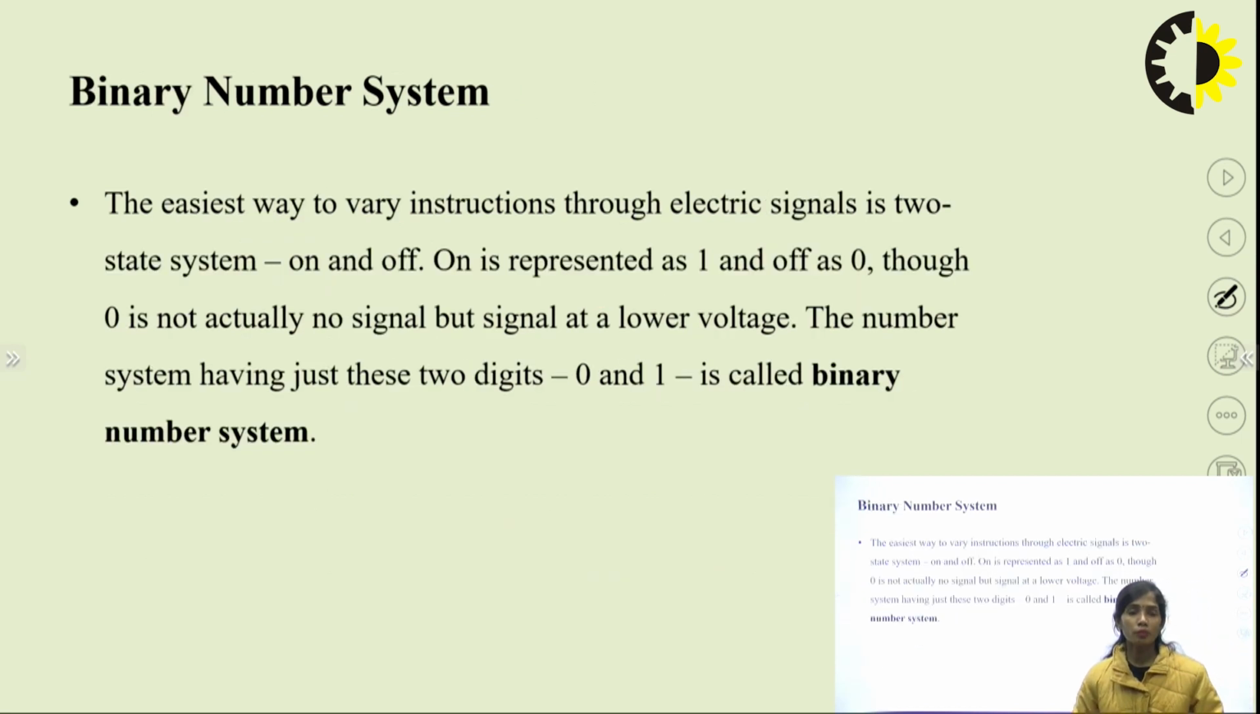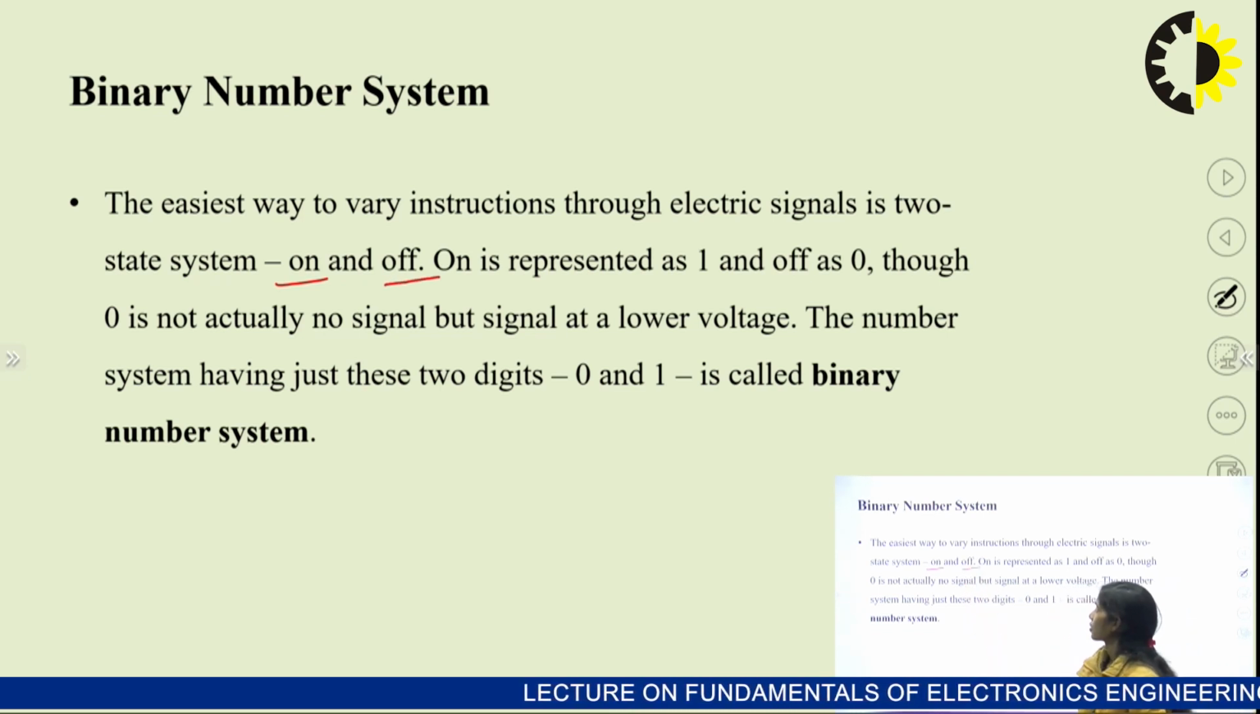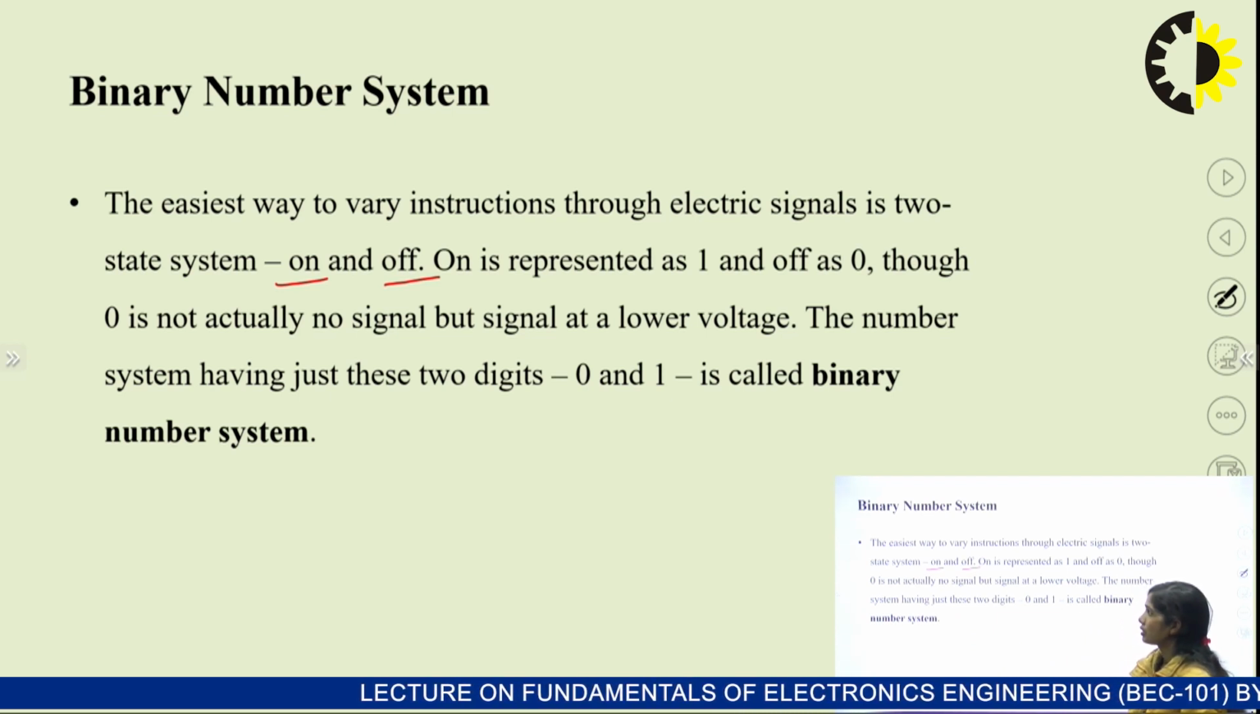Now, for implementing digital circuits, we have different number systems, and the first system that we are going to use is the binary number system. This is the easiest way of varying instructions through electrical signals. That means if we have to give high voltage to any digital circuit or system, high voltage is represented by a higher value. So it can be taken as logic 1, and it can be said to be the on state. And if we want to transmit the 0 signal, it can be transmitted as low voltage, and it can be treated as the off state. So on is represented as 1 and off is represented as 0.